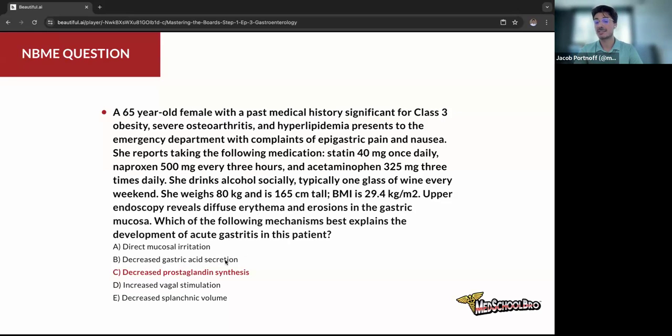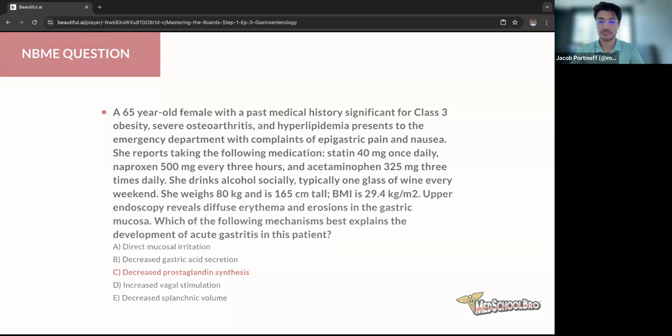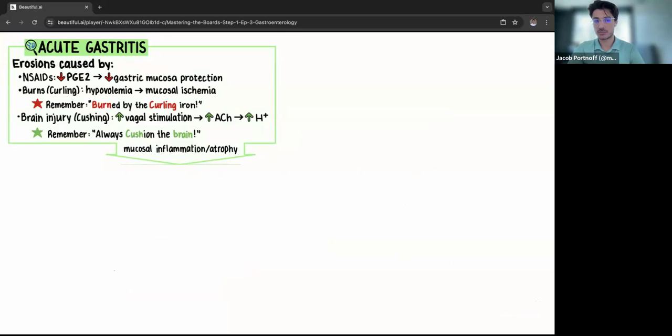B, decreased gastric acid secretion, right? What did we talk about? Autoimmune gastritis, like something like a pernicious anemia, where you get autoantibodies to your parietal cells, right? Now you're not producing acid, you get achlorhydria, and that's going to actually decrease the protection, but that's through a different mechanism, right? And then we talked about decreasing prostaglandin synthesis already. Increased vagal stimulation, we're going to talk about something on the next slide for that. So acute gastritis, right? Think about the layer of the serosa and epithelium of the stomach, right?